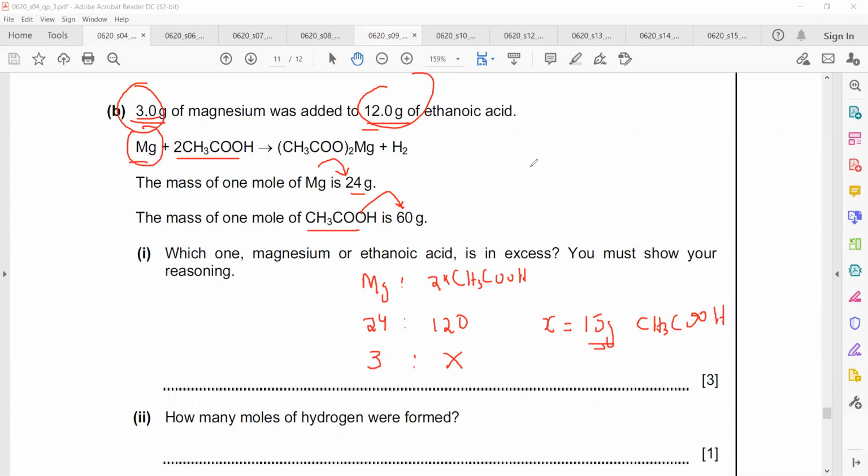So what does it mean? Ethanoic acid is what you have, 12 grams, and you need 15 grams. So which one do you think is the limiting reagent? Limiting reagent means the reagent which will be used up completely. So ethanoic acid will be used up completely; ethanoic acid is the limiting reagent. So which one is in excess? Here the magnesium is in excess.